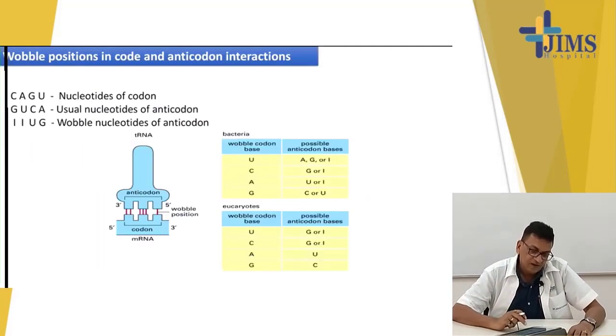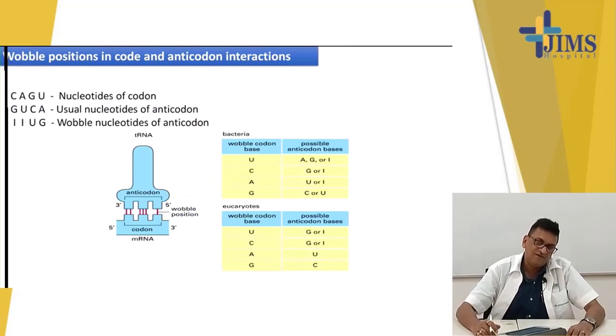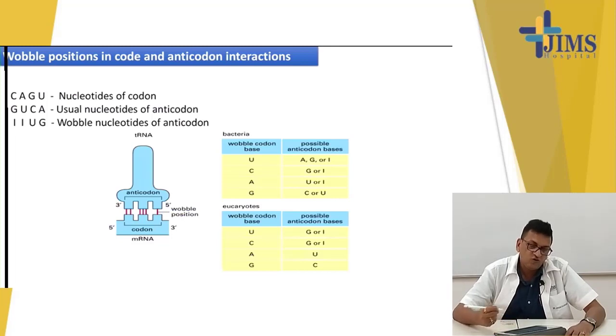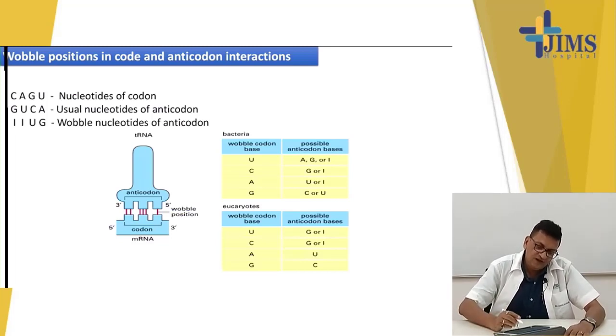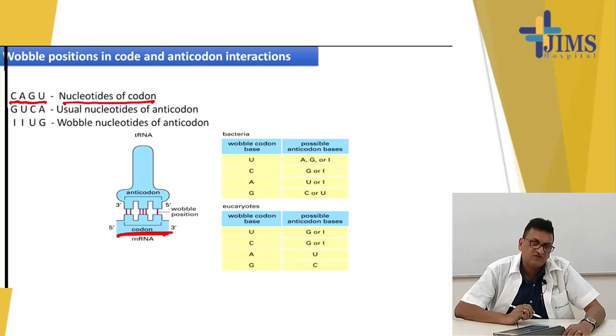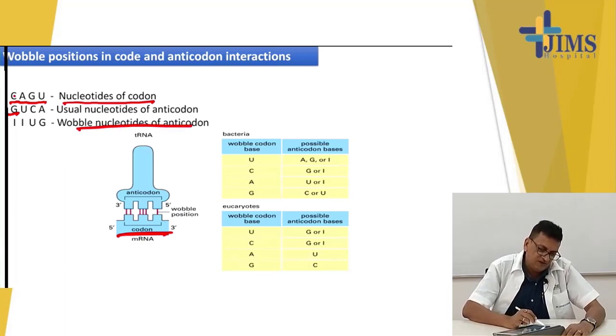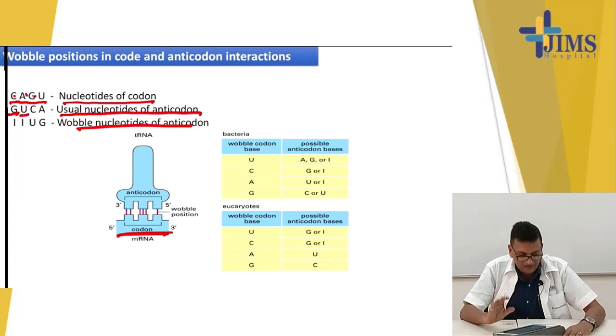So this is clear. Now this one is nothing but wobble positioning. This is another important area where the wobble hypothesis, the anticodon to codon interaction, will come. Now you see here, CAGU is the nucleotide sequence in the codon. Suppose this is a codon, this is a nucleotide sequence in the codon. Now when we use the nucleotides in the anticodons, we observe that instead of C, what should come? G, instead of A, it should come U, instead of G, the complementary to that sequence will come. These are usual nucleotides which should be present.